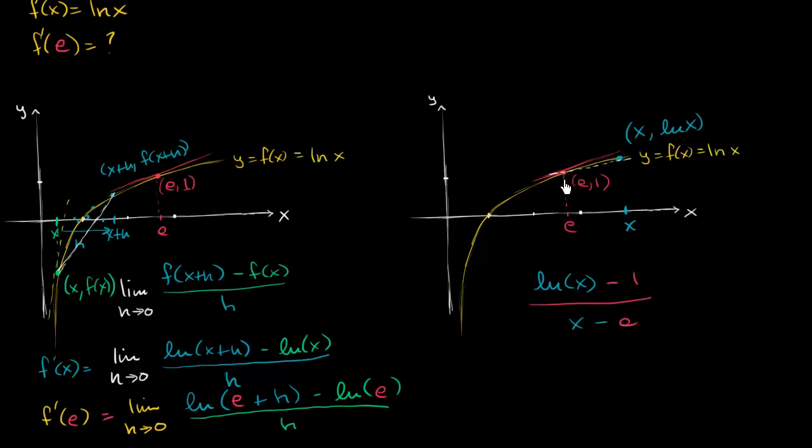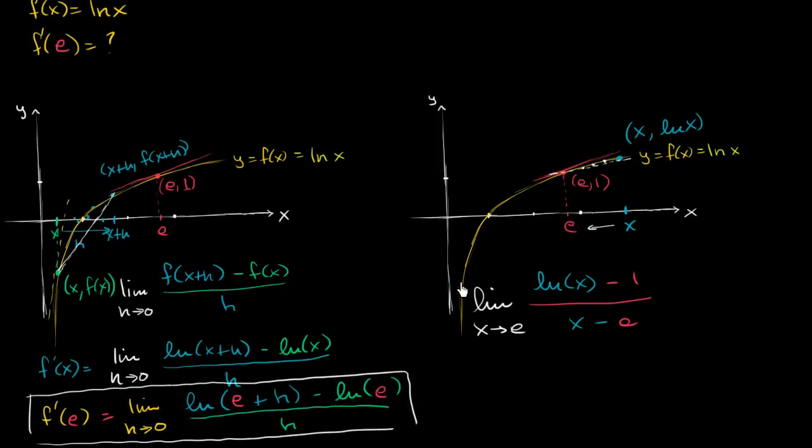Well, what if you want to get the tangent line? Let's just take the limit as x approaches e. As x gets closer and closer, these points are going to get closer and closer, and the secant line is going to better approximate the tangent line. So we're just going to take the limit as x approaches e. So we can either do it using the formal definition or the alternate definition of the derivative.